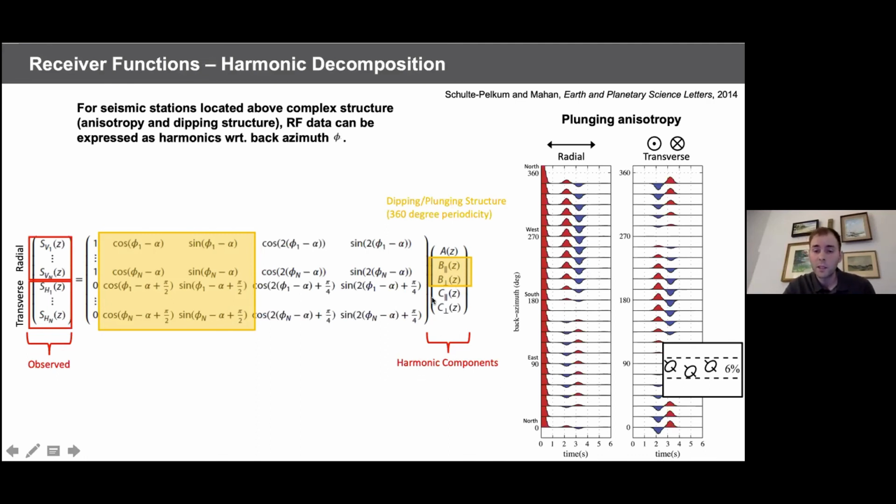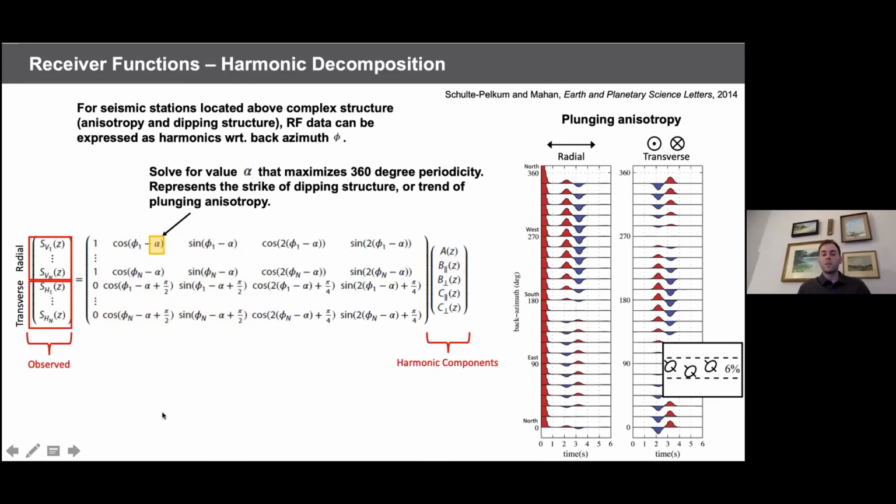And likewise, the C components are cos and sine terms that show 180-degree periodicity. But rather than describe back azimuth relative to north, so relative to 0 degrees, we can try to solve for a parameter alpha that rotates our data set to be aligned with the dominant structure within the data set and basically maximize one of these harmonic components. So solving for alpha, we can actually solve for what would be the strike of dipping interfaces or the trend of plunging anisotropy.